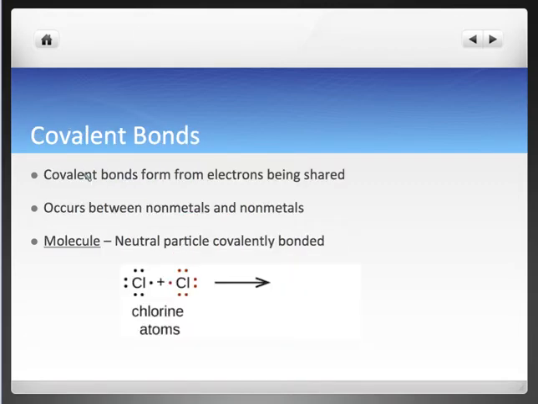So we have ionic bonds, and then we have these things called covalent bonds. So covalent bonds form from electrons being shared. That word is really important. These occur between nonmetals and nonmetals, and these form what we call molecules. Typically we refer to covalent bonds as molecules. Ionic bonds form compounds.